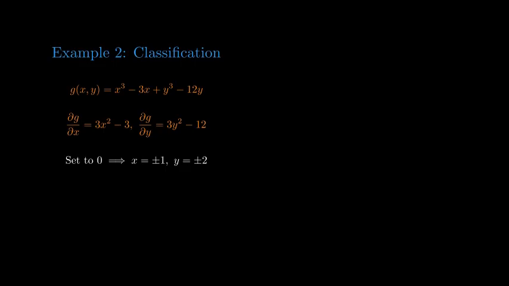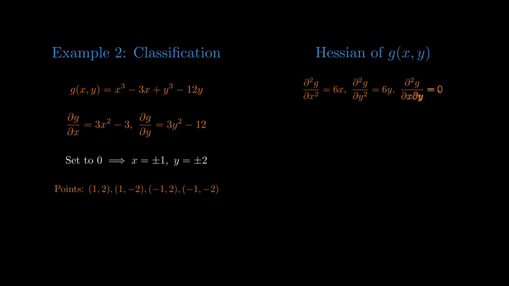Setting both partial derivatives to 0 to find our critical points, we find that x can be 1 or -1, and y can be 2 or -2, giving us 4 distinct critical points: (1, 2), (1, -2), (-1, 2), and (-1, -2). Next, we construct the Hessian matrix for this function. The second partial derivative with respect to x twice is 6 times x. The mixed partial derivatives are 0 because the terms do not mix x and y. The second partial derivative with respect to y twice is 6 times y.